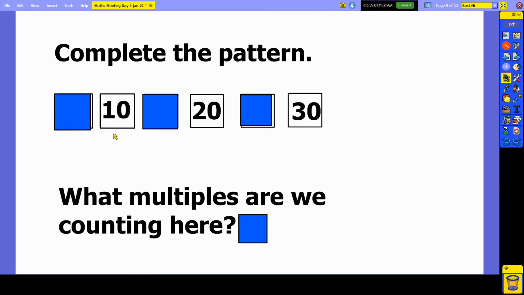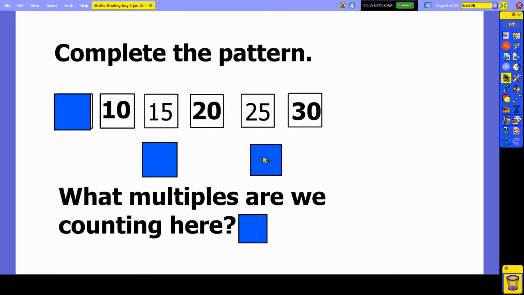Okay. So I've got a 10 and a 20. So halfway through, I need another number in here. So halfway between 10 and 20 is 15. Fantastic. Halfway between 20 and 30 is 25. Fantastic. So my last box, if we count backwards, 30, 25, 20, 15, 10. That's correct. It's got to be a 5.